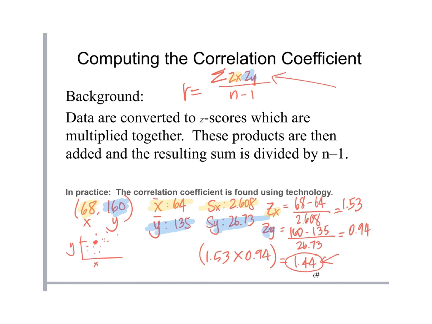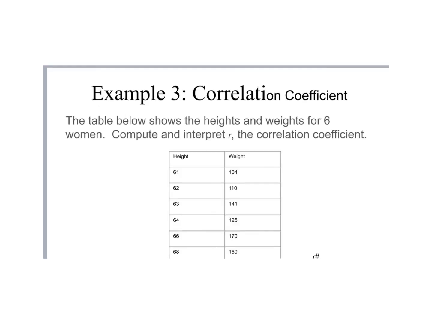And I would never ask you to do this for my class, and I would never advise you to do this for any correlation coefficient calculation. So we're going to do that with Google Sheets. So here's the data that we're going to be working with. You have this same chart or table in your notes. It shows heights and weights for 6 women, and we're going to compute the correlation coefficient.